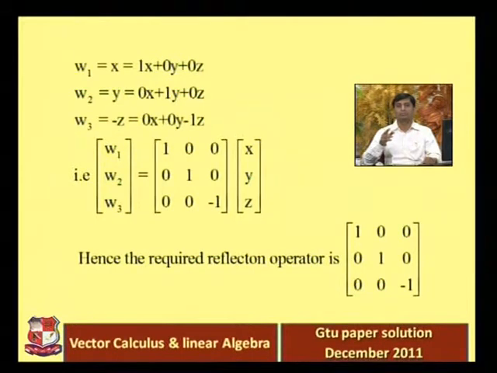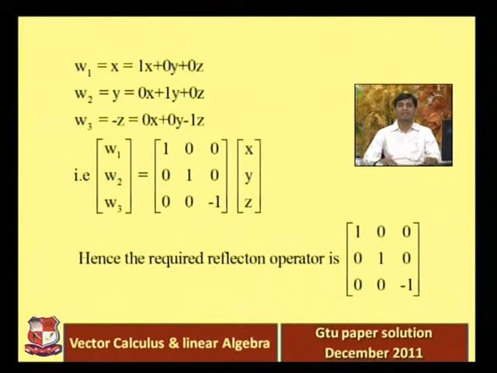w2 is equal to y, that can be written as linear combination of x y z, that is equal to 0 into x plus 1 into y plus 0 into z. That is our second column. And w3 is equal to minus z, that is equal to 0 into x plus 0 into y minus 1 into z. That is our third column, 0 0 minus 1. Okay, so 1 0 0, 0 1 0 and 0 0 minus 1.